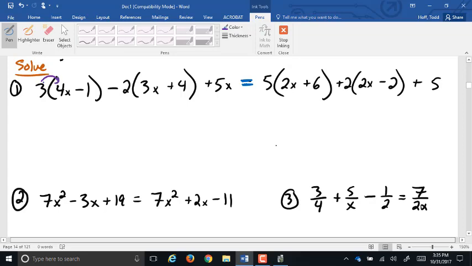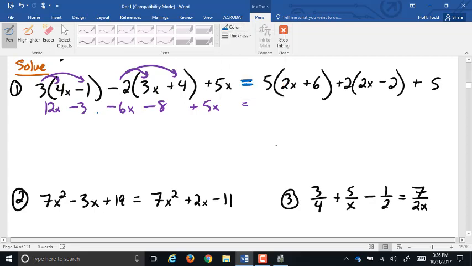Multiplying 3 times 4x gives us 12x. 3 times negative 1, negative 3. Negative 2 times 3x gives us negative 6x, and negative 2 times 4, negative 8. And then we have the positive 5x over here.